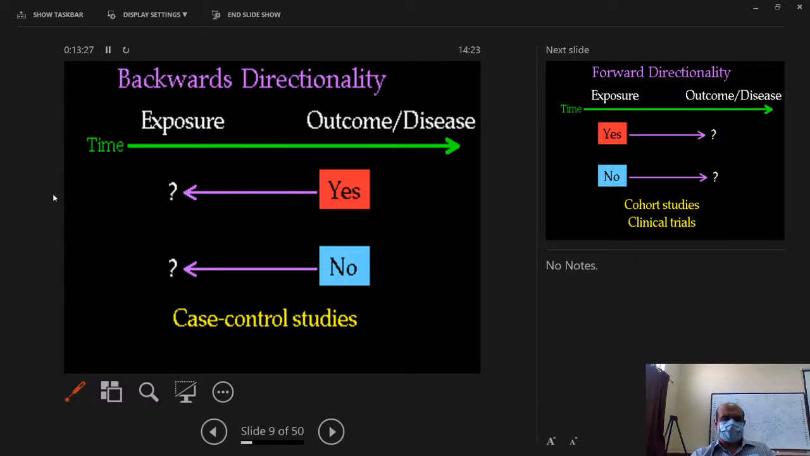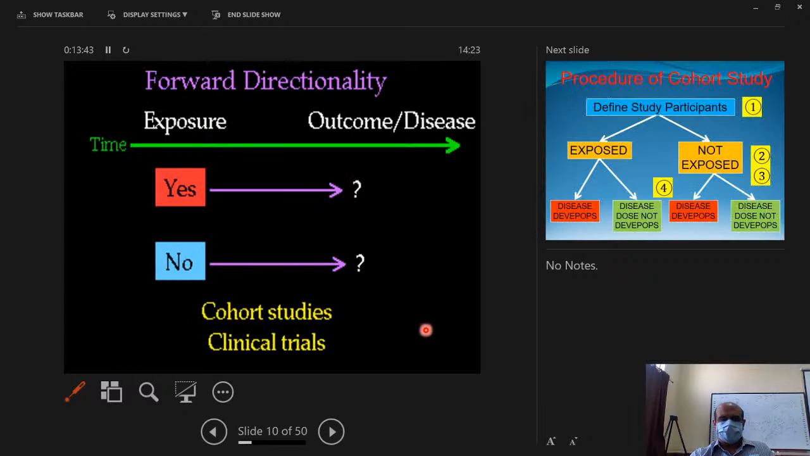So this is backward, means you started from the disease and you are going backward in time to see the causes. This is also known as a report based study. Okay, you also see reports and get the data.